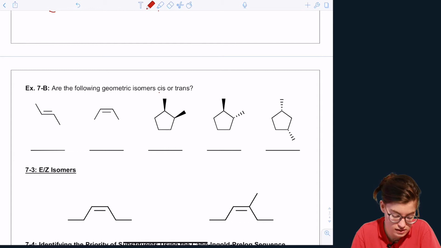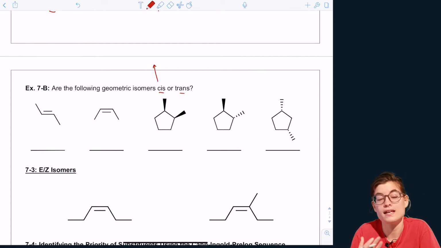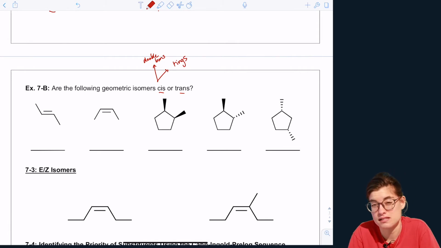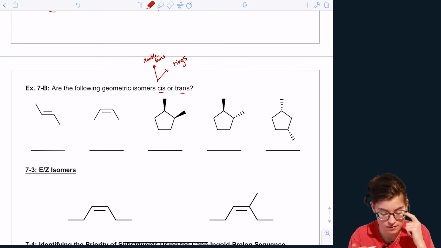Now, here's the catch. We can use cis and trans when we're talking about double bonds and when we're talking about rings. But it's very specific, okay? We can only use cis and trans when there are exactly two substituents on the double bond or the ring. So let's look at the ring as our first example, okay?